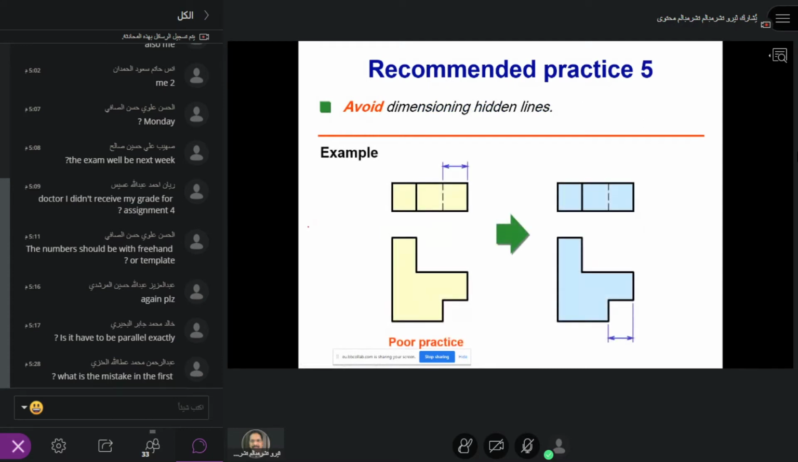Very important. Never, ever try to dimension the hidden lines. Hidden lines should not be dimensioned. So this is wrong practice, and the good practice is here. You have the hidden line, so take the other view and use the feature. Always use the feature to dimension.